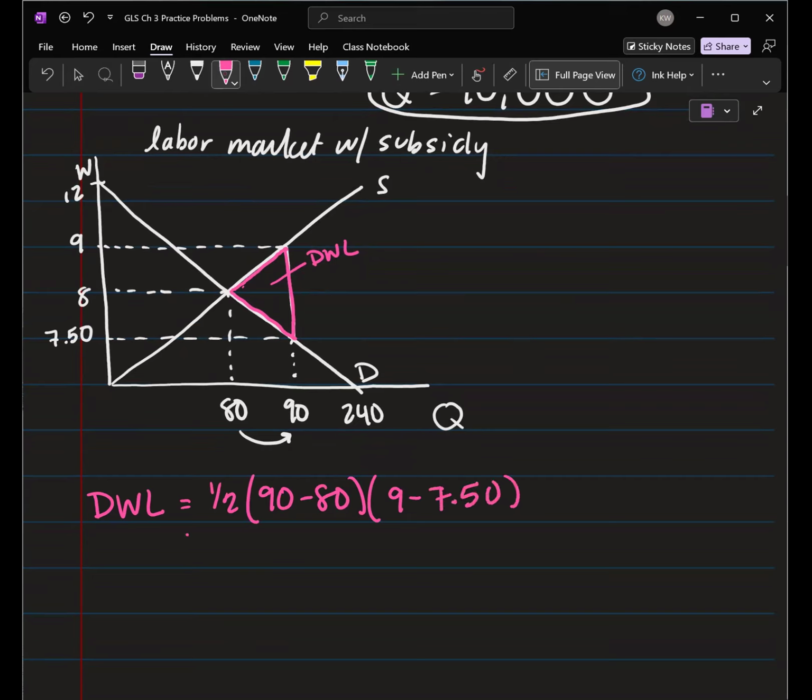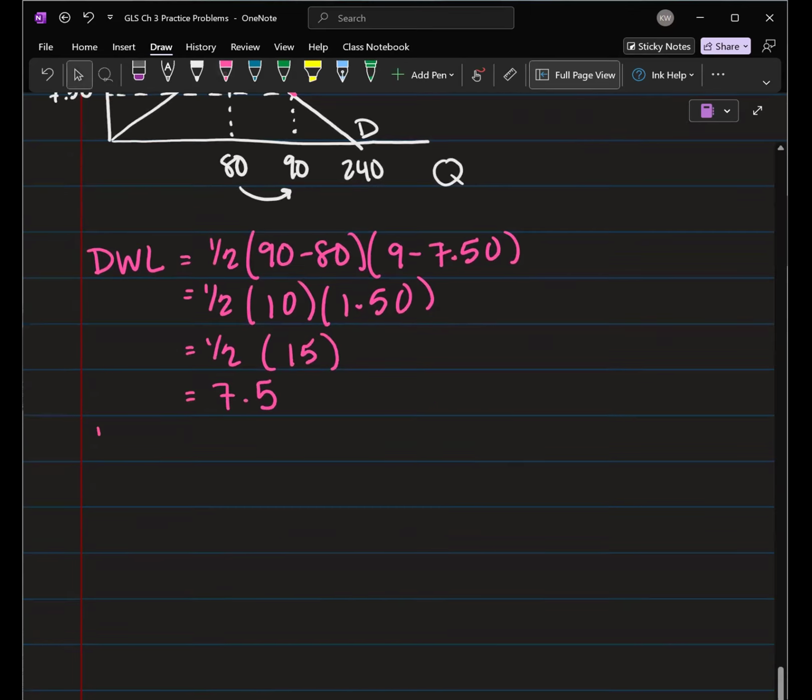That'll give us 1/2 times 10 times $1.50. So 10 times 1.5 is going to give us 15. So we'll have 1/2 times 15, and that deadweight loss then is 7.5. Remember that quantity is measured in thousands, so we're going to multiply that by 1,000. So the deadweight loss is actually $7,500.